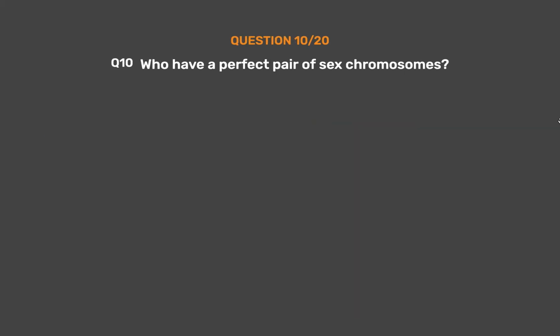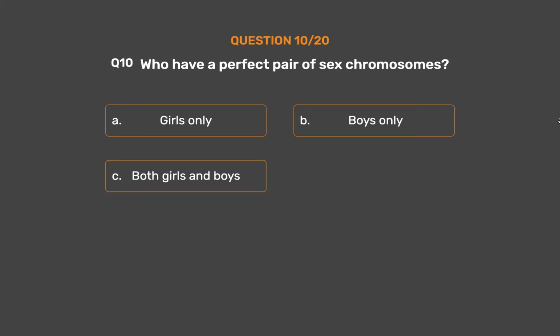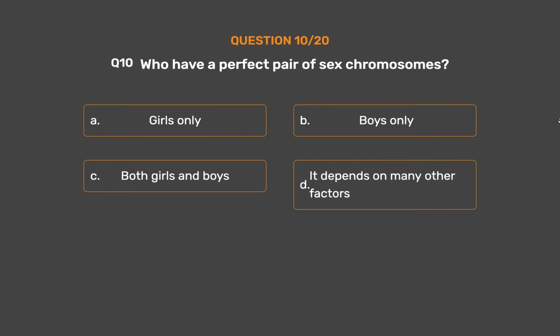Question number 10. Who have a perfect pair of sex chromosomes? Option A. Girls only. Option B. Boys only. Option C. Both girls and boys. Option D. It depends on many other factors.